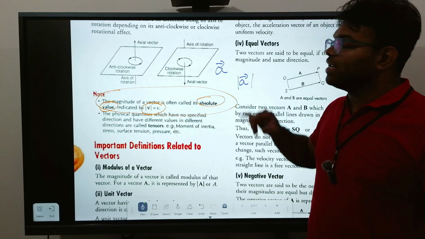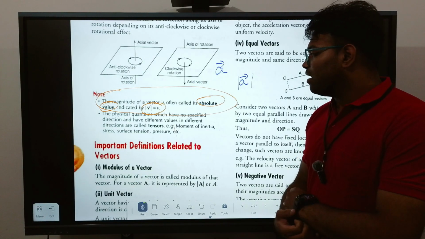Sorry, inside a modulus, not a square bracket. I'm so sorry. Inside a modulus.